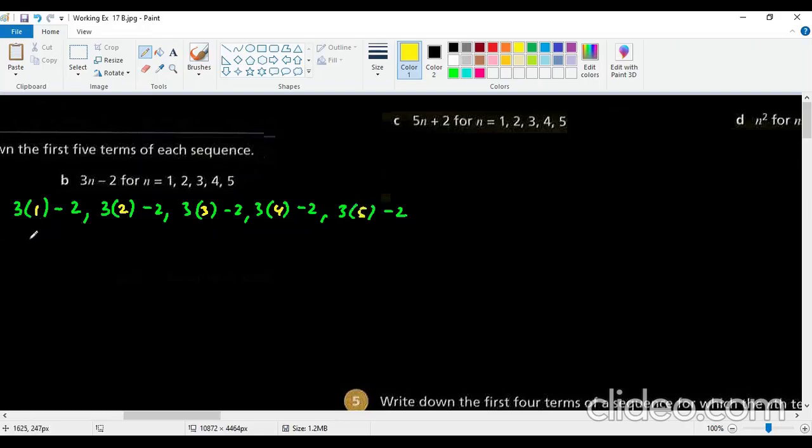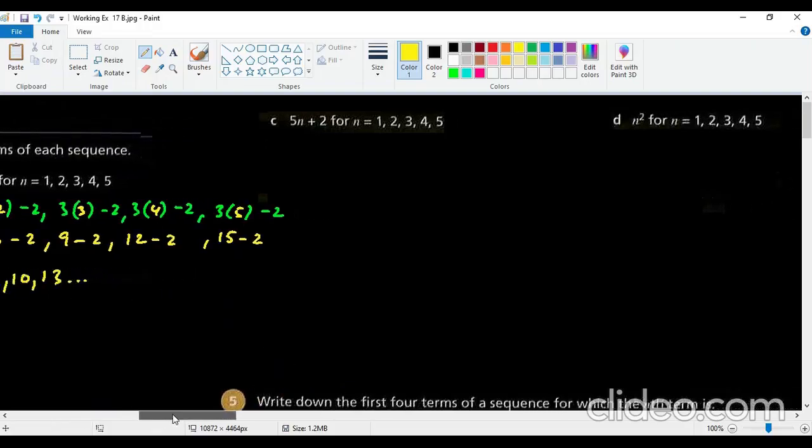So the first term is going to give us 3 times 1 minus 2, and 3 times 2, that is 6 minus 2, and 9 minus 2, and 12 minus 2, and 15 minus 2. Make sure to show this working for this type of question. So 3 minus 2 gives us 1. The first term is 1. The second term is 4. The third term is 7. The fourth term is 10. And the fifth term is 13. And so on it goes.